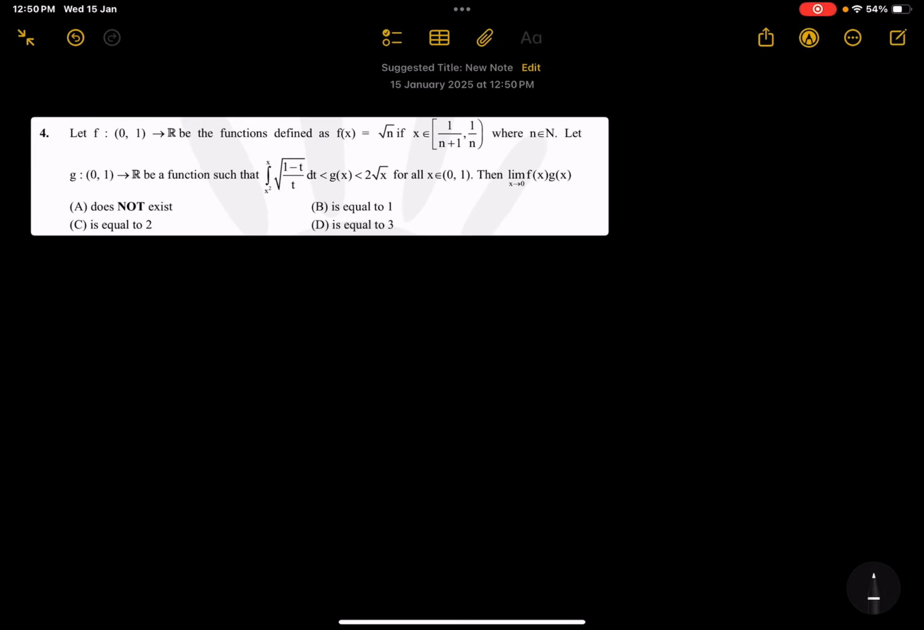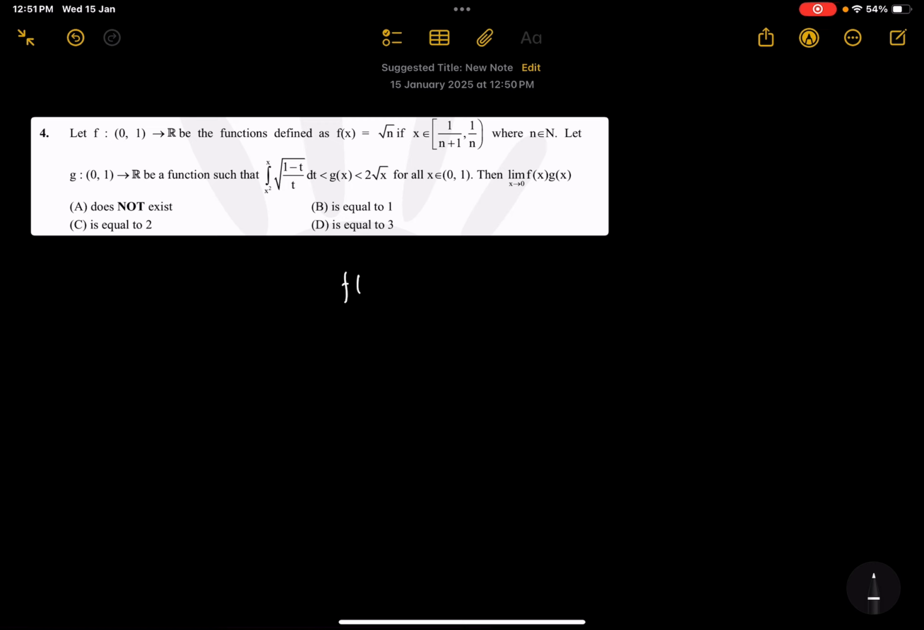So this is a nice question from limits. It's not so straightforward, and you can obviously leave it for the second go. So how we'll go about it is, we are given a bound on gx. So we'll try to construct a bound of fx times gx from that.